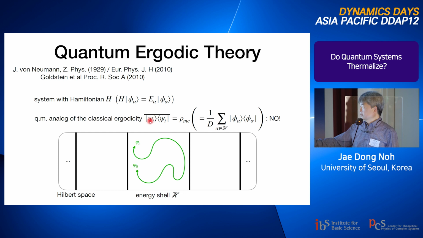Then you can consider the statistical density matrix of this final state here, and you just do the time average. And you can also consider this microcanonical density matrix, which is common in statistical mechanics. This microcanonical ensemble density matrix is just given by this form. Just using the analogy to classical mechanics, you can ask whether this time average of the state is equal to the microcanonical ensemble density matrix.